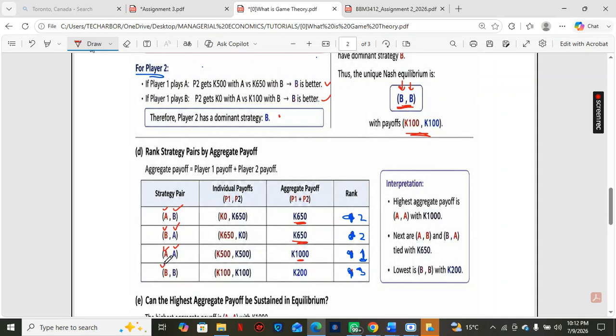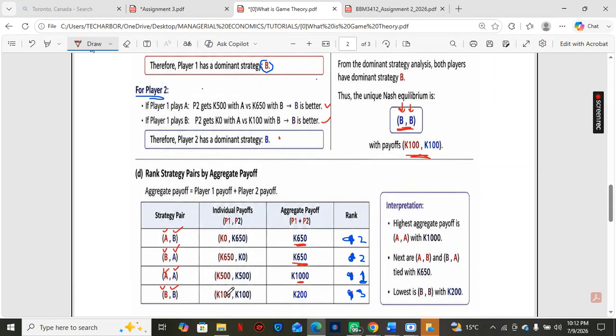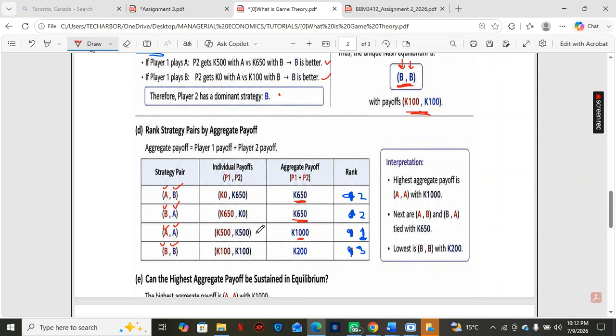Then if player one chooses strategy B and player two strategy B, it's this one here. The total payoff is 100 plus 100, 200. So we rank them. The highest payoff is strategy AA, 1000, so you rank it as number 1. Strategy AB and strategy BA both give payoffs of 650, so you rank them as 2 and 2. Then strategy BB gives the lowest payoff of 200, so you rank it as number 3.